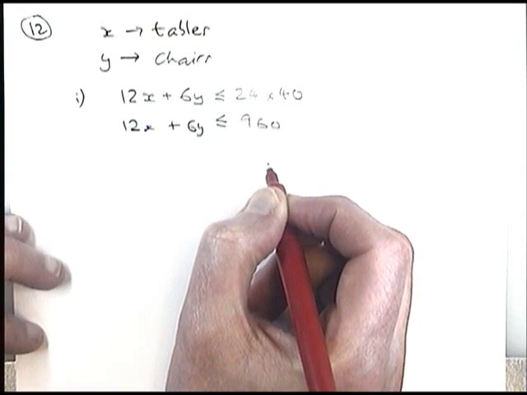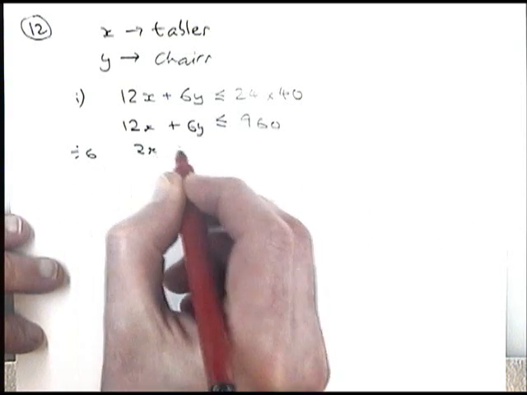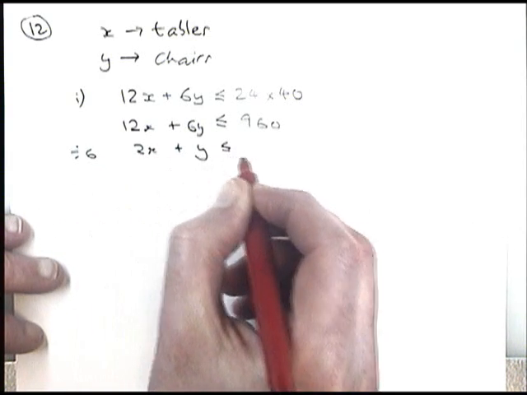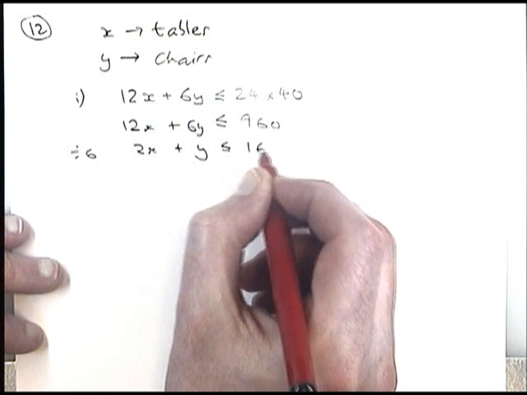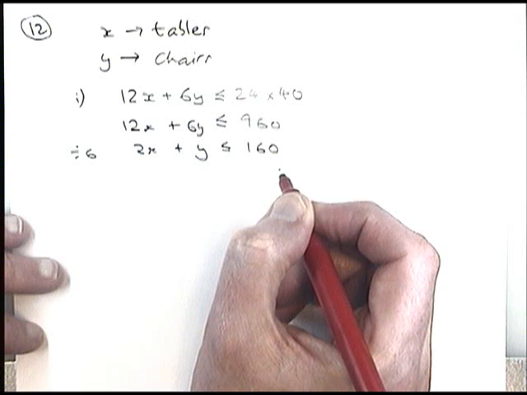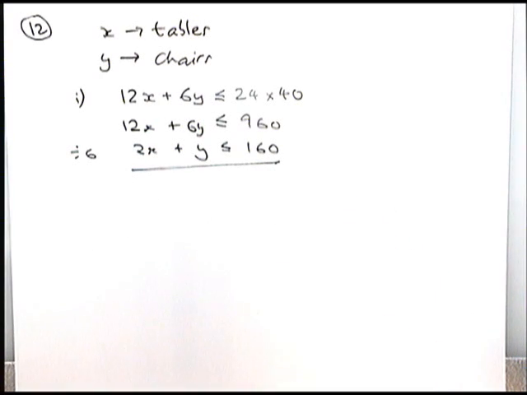And what you can do now is divide each of these through by 6 to get 2x plus y is less than or equal to 160. And that is the first constraint you need in part 1 of this question.